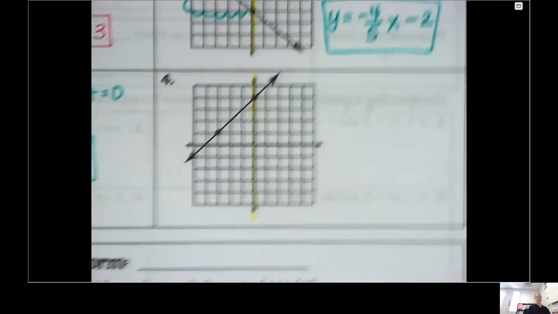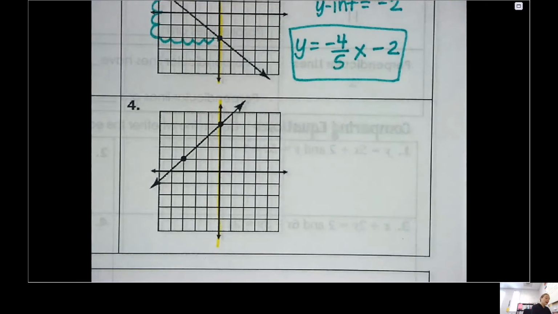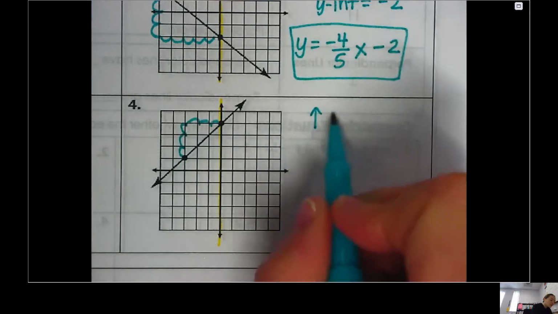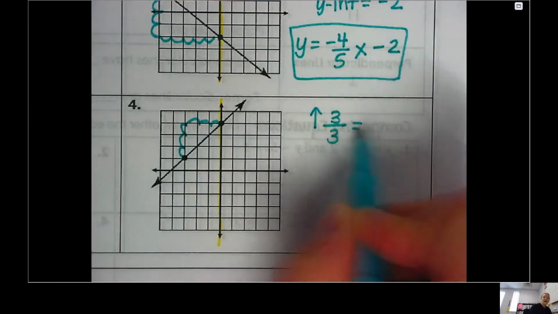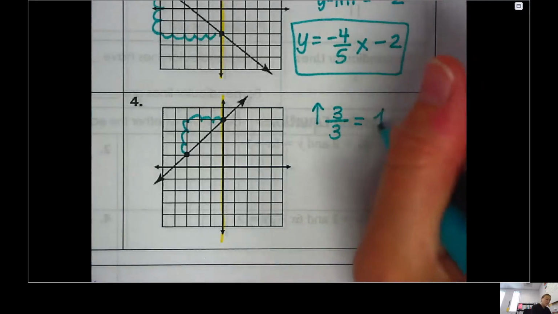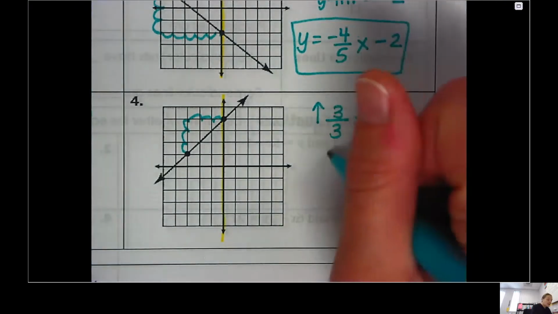Okay, last one, number 4. Is this a positive slope or a negative slope? Positive, I'm going up a hill. Okay, how many am I going up? 3, and then over 3. So what does that become as a slope? That becomes a 1. Well, I will in a second. You're jumping ahead of me.